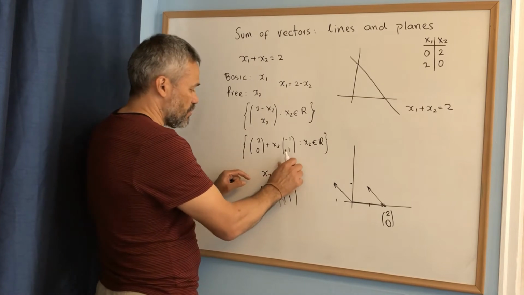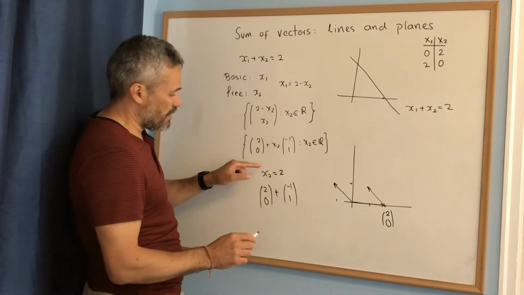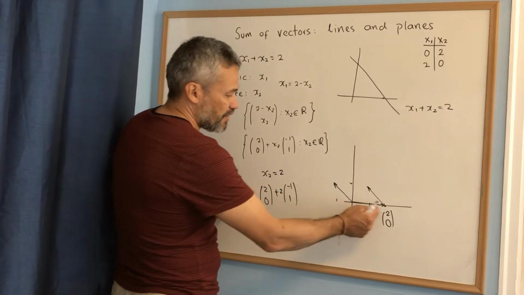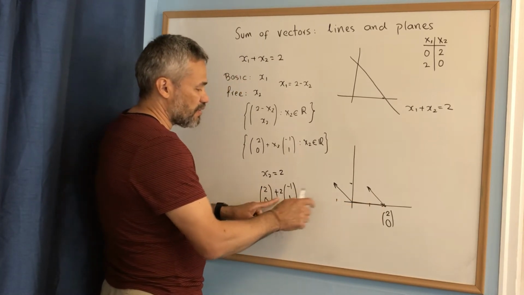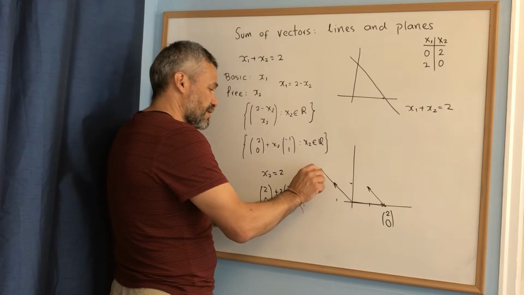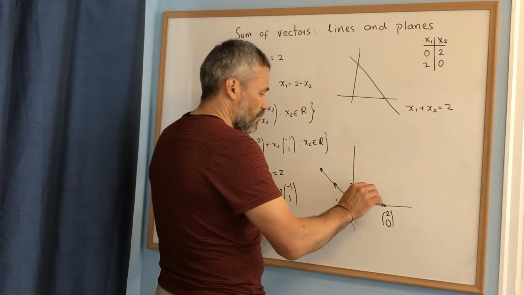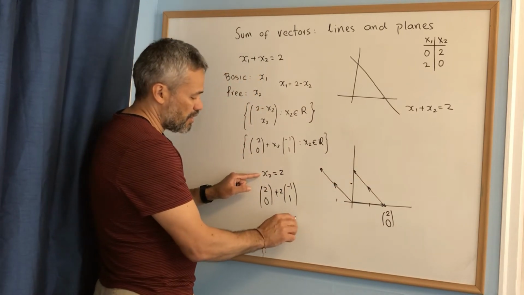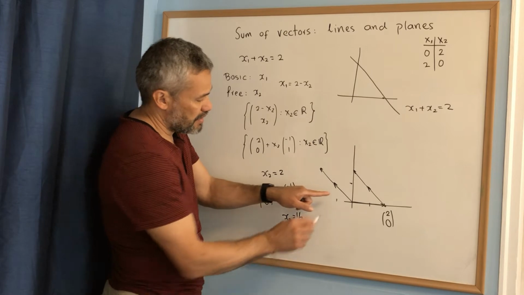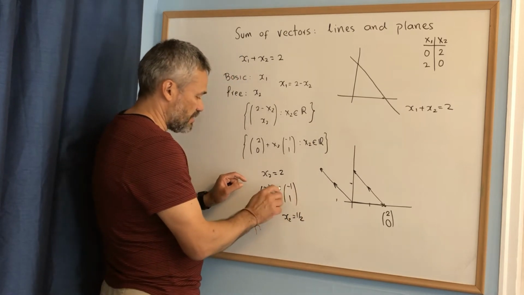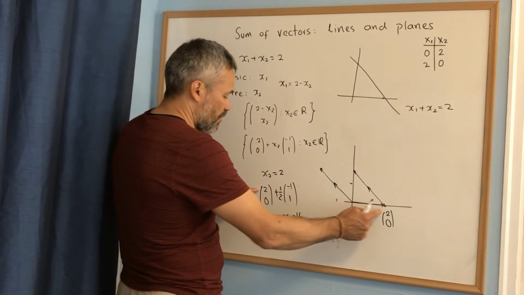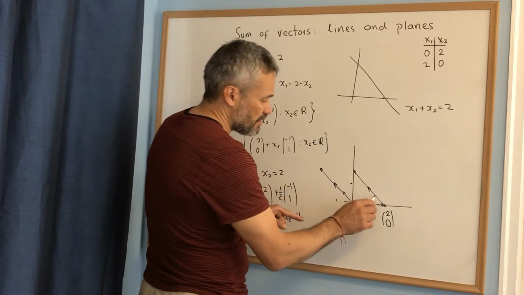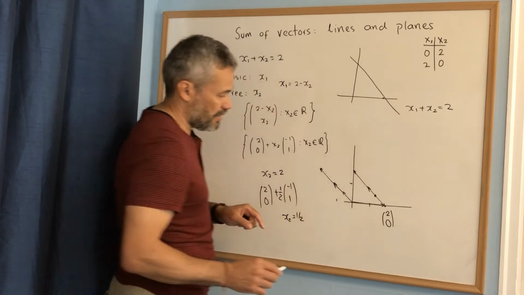When x2 is 2, then you will be doing this sum. That means that you will be adding to the vector 2, 0, 2 times negative 1, 1, which is this vector, and then you will end up here. When x2 is 1/2, then you will be adding the vector 2, 0 plus 1/2 of this vector. 1/2 of this vector is here, and then you will end up here.